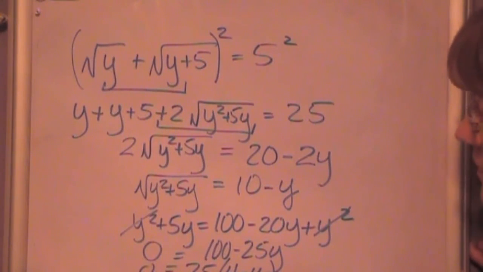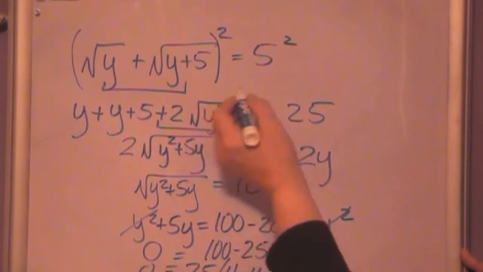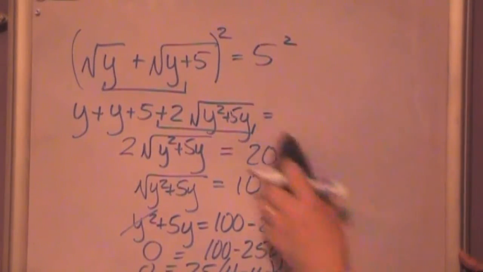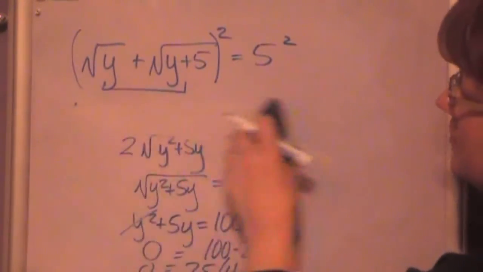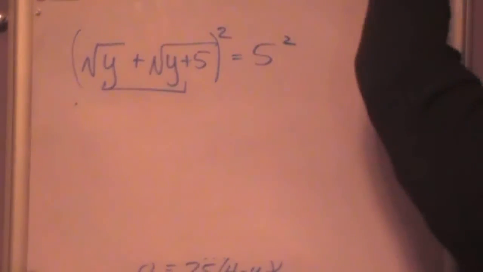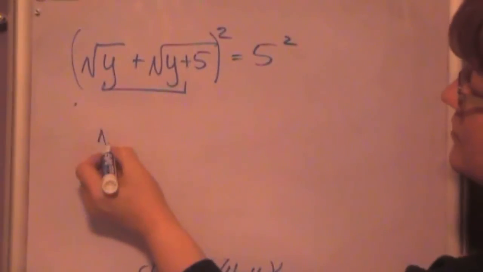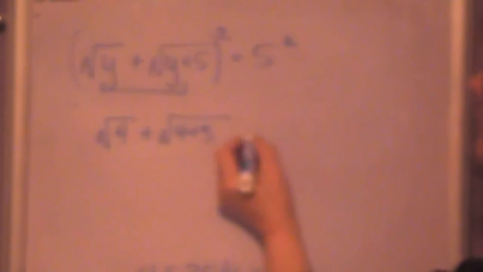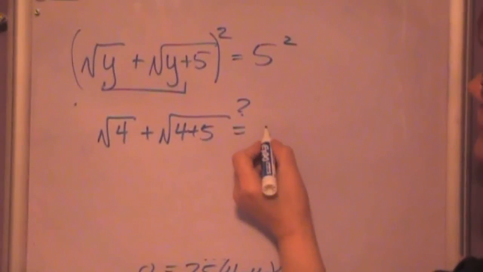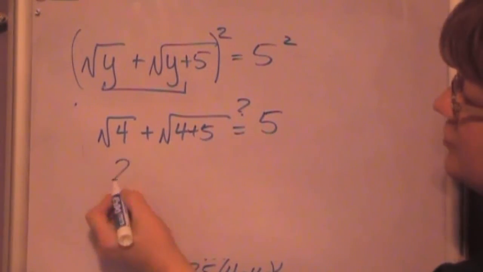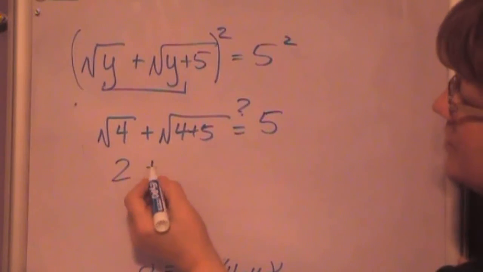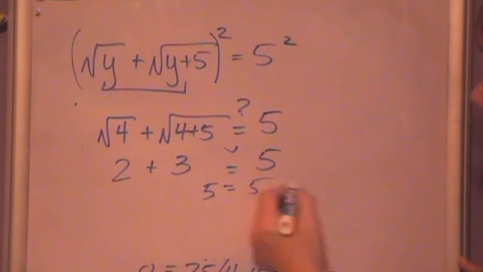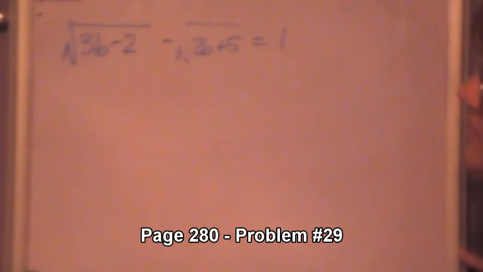Now I squared this twice, so I do want to check this answer. So I go back to my original equation up here. Let me erase some of this stuff over here so I can go back to my original equation. Let's put that 4 back in here. The square root of 4 plus the square root of 4 plus 5 is that and equal to 5. Well, this is 2, and this is square root of 9, which is 3, and yes, that is equal to 5. 5 equals 5.